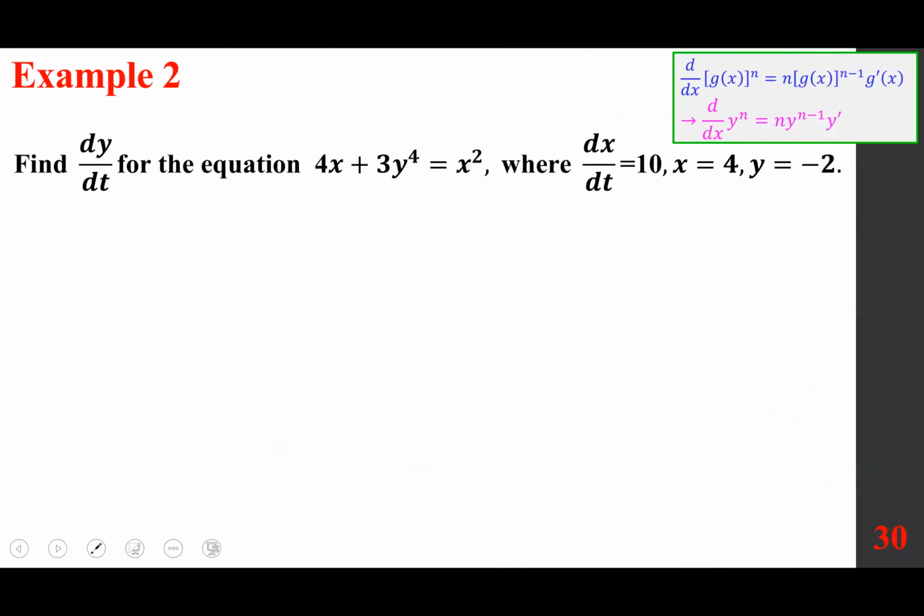Find dy/dt for the equation 4x plus 3y to the power of 4 equals x squared, where dx/dt is 10, x is 4, y equals -2. What I want you to pay attention to is the denominator. That gives you dt. That gives you t is the independent variable. That means we are differentiating with respect to t. That means even x. Notice the derivative of x is no longer 1. They put dx/dt. And that's important to understand. So 4x doesn't give you 4, everybody. 4x gives you 4 dx/dt.